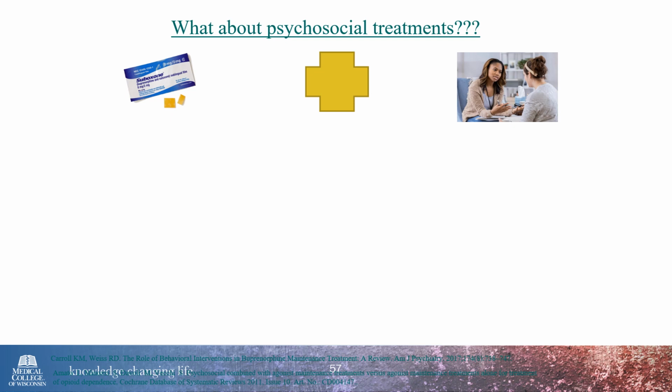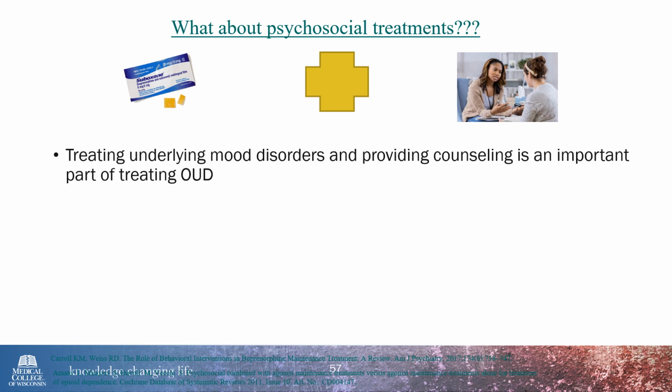The question we frequently get, well, we just covered office-based opioid treatment, correct? You get somebody on buprenorphine. Well, what about getting people in with group therapy or individual therapy? What about those psychosocial treatments? Well, of course, you should treat mood disorders and provide counseling.